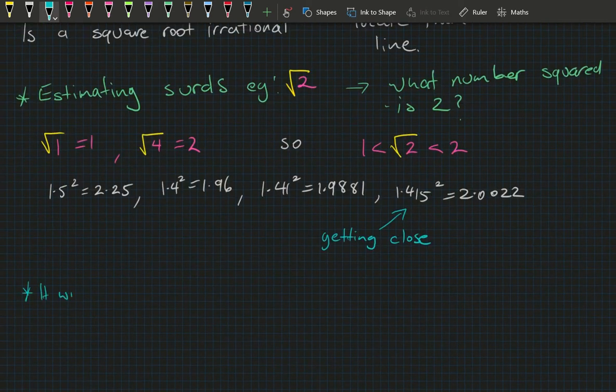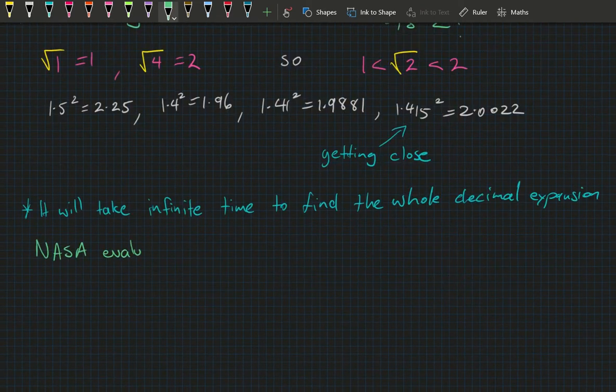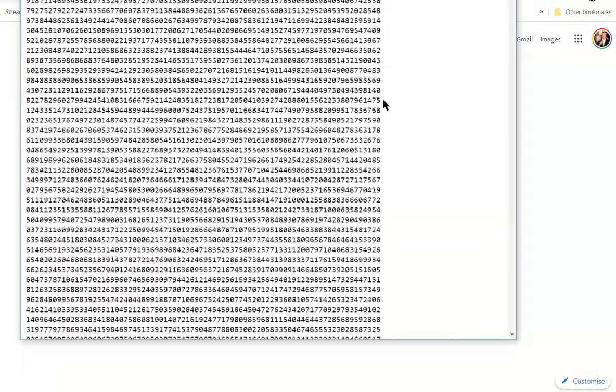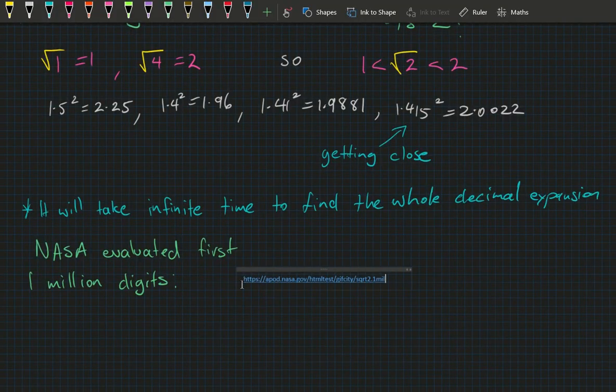However, I can assure you it's going to take infinite time to find the whole decimal expansion. And that's because it's an irrational number and they have infinite decimal expansion. However, I've got a web link here where NASA has evaluated the first 1 million digits. So clearly the square root of 2 is equal to 1.414213. Oh my goodness. Let's have a scroll through them. Anyhow, that's enough time for me. For those of you who are crazy enough to go through it all, here is the link.